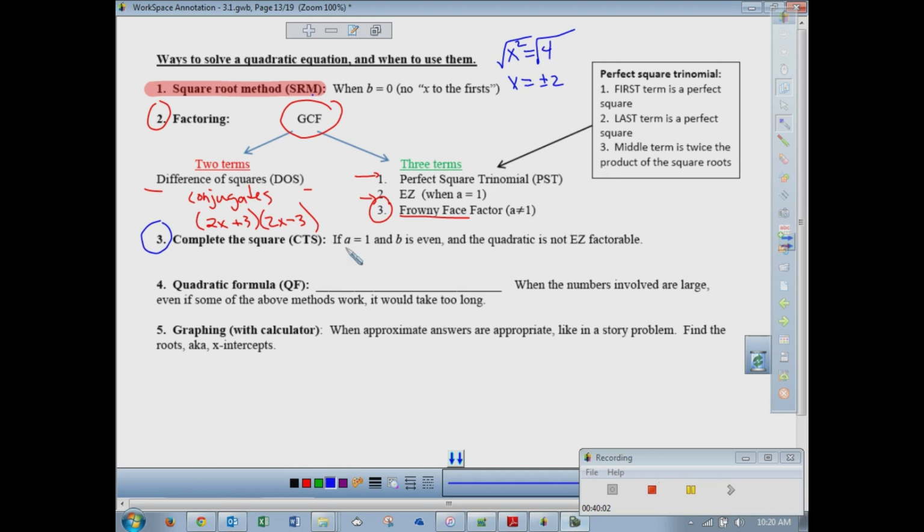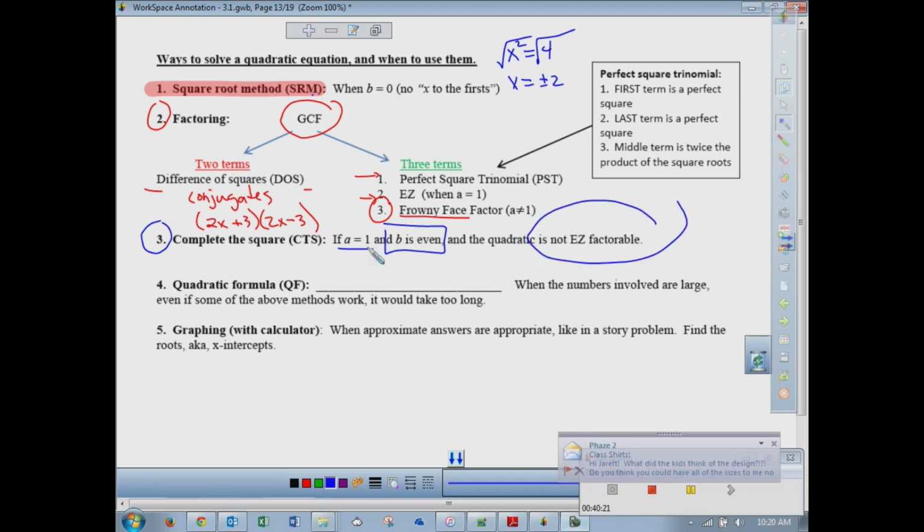It does not suck if a is 1 and b is even. The only time you can complete the square is if a is 1. That always has to happen. If b is an even number, it'll be very, very easy to do. And when would I do it? When that happens and it's not easily factorable in the first place. If completing the square is not an option and factoring is not an option, then I would go with the quadratic formula, which I want us to write right here.